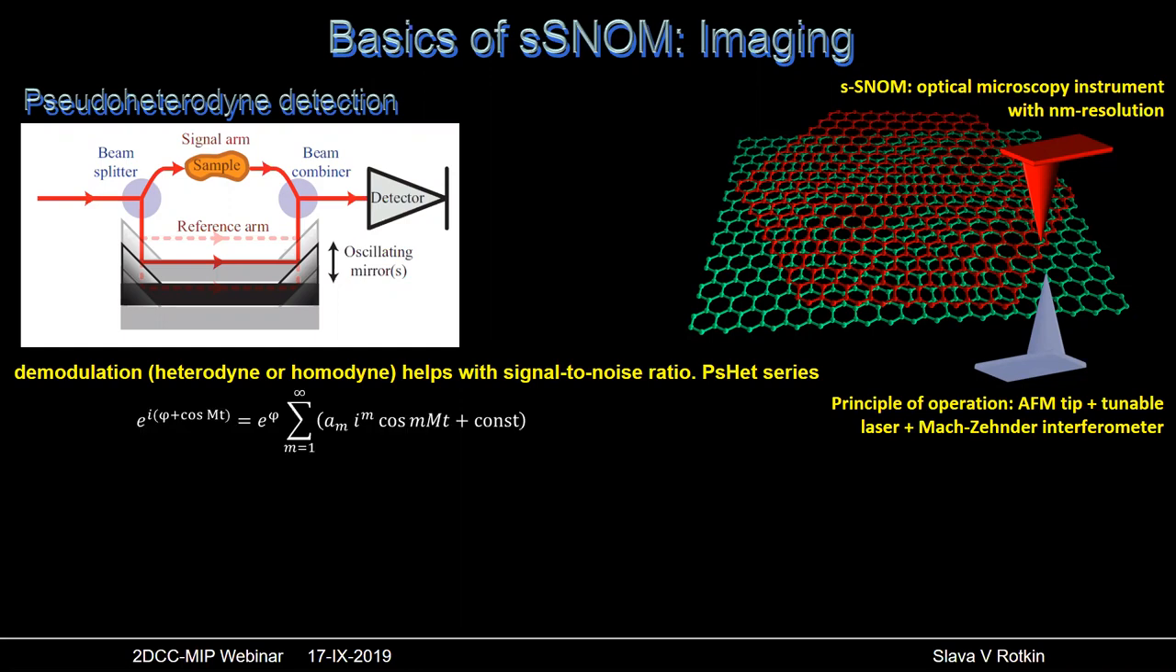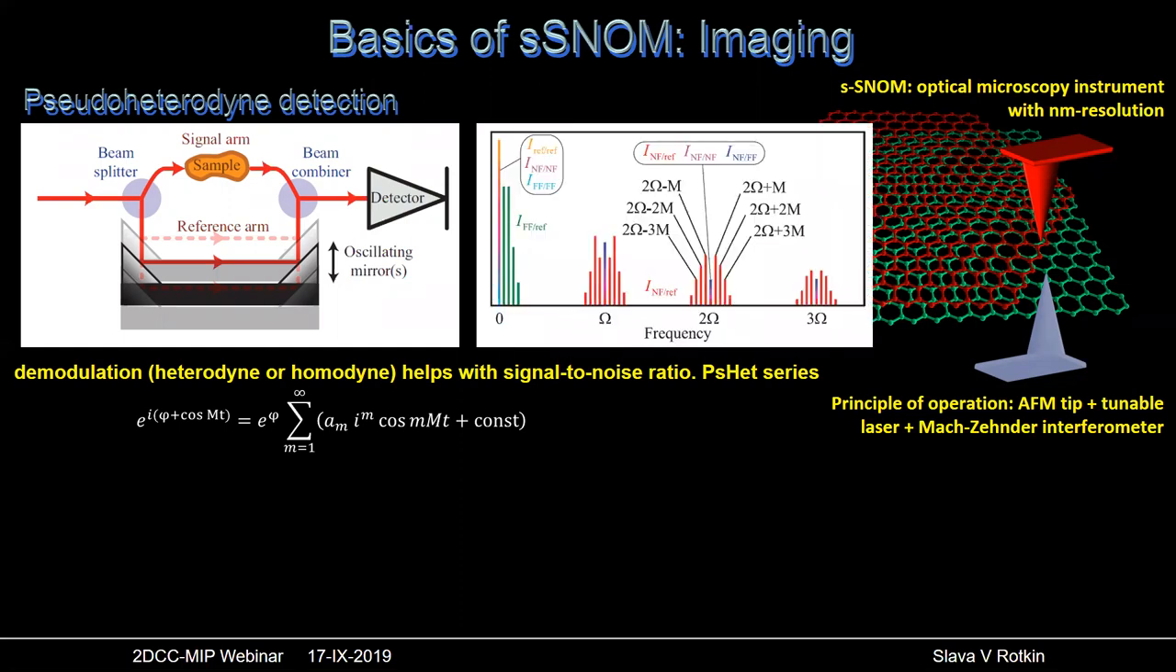The way it works is the following. The reference arm has a phase, and the phase has a time dependence, which is shown here as the cosine of the frequency M times t. That produces sidebands, as shown here. You can see the zero frequency is the DC component, which is the reflection of the light from the sample and the AFM tip and everything else in DC. The omega band shows the same at the frequency of oscillation of the cantilever. Two omega is the second harmonic, three omega is the third harmonic.